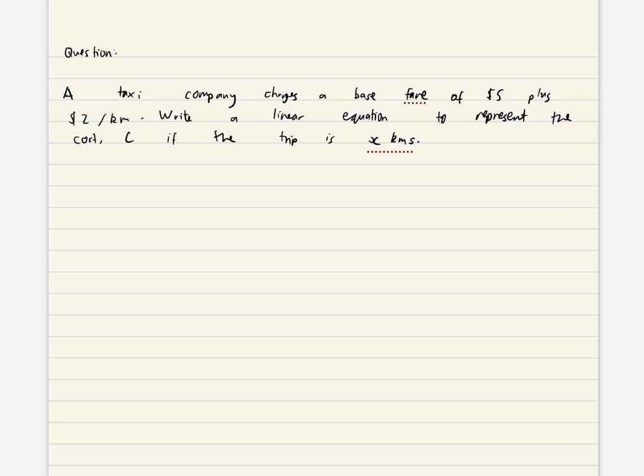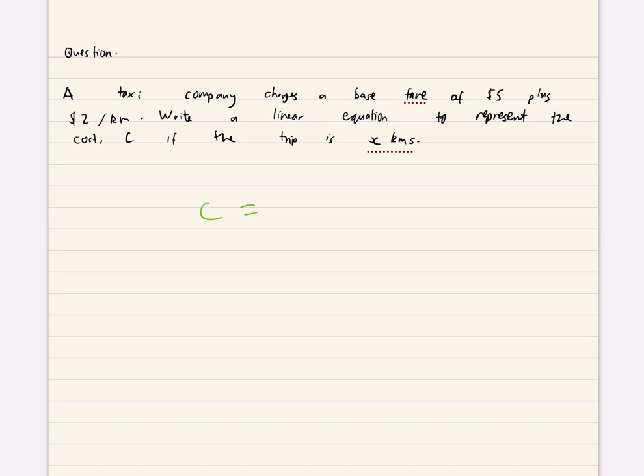A taxi company charges a base fare of $5 plus $2 per kilometer. Write a linear equation to represent the cost C if the trip is X kilometers. All right, so this is putting the linear y equals mx plus b content into a practical perspective.